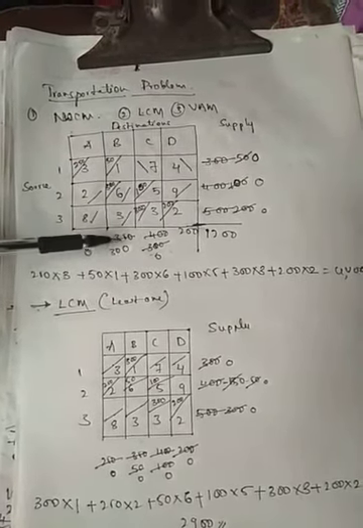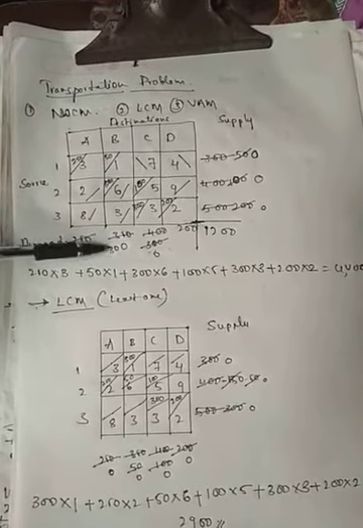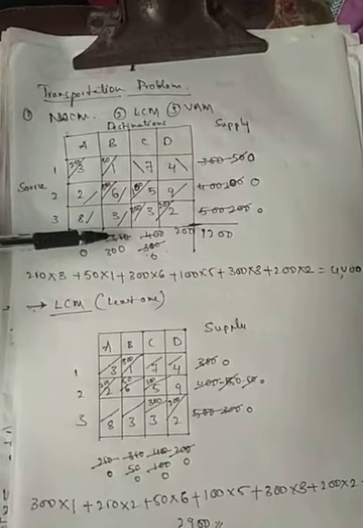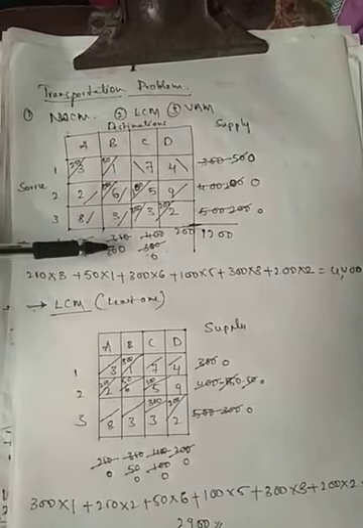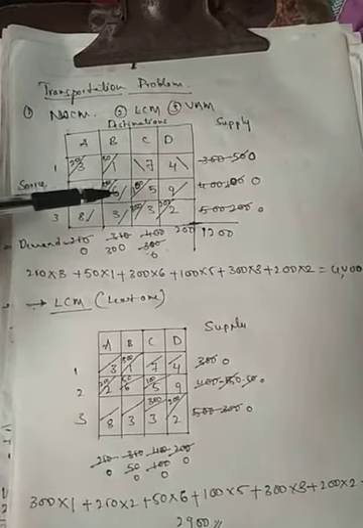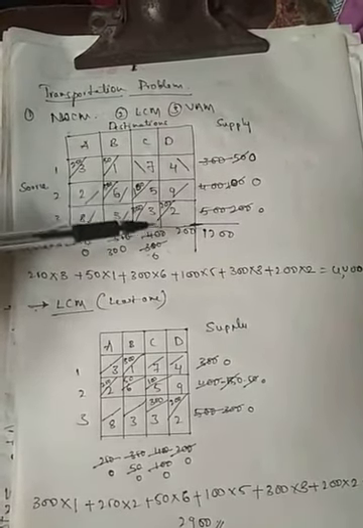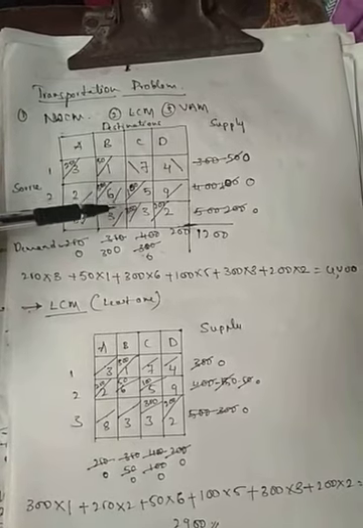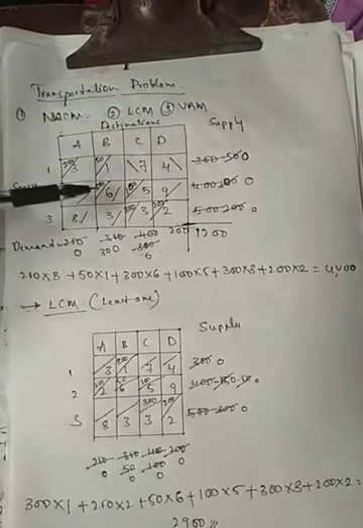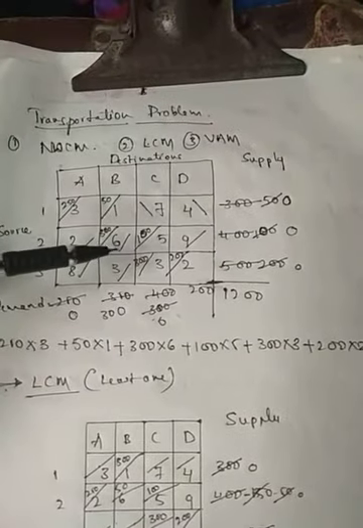Here 350 is there, so we have to cancel 350 here. 350 minus 50 is 300, we got here. After that, only three columns and two rows are left. Here it is the northwest corner, so I have to allocate here the least one, 300, so I have to allocate the 300 here.